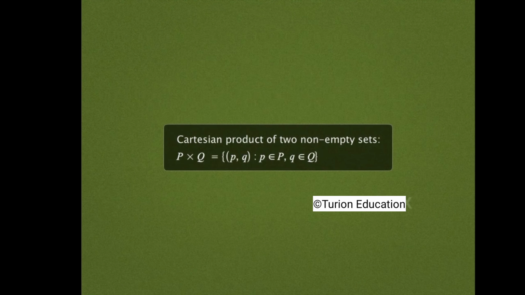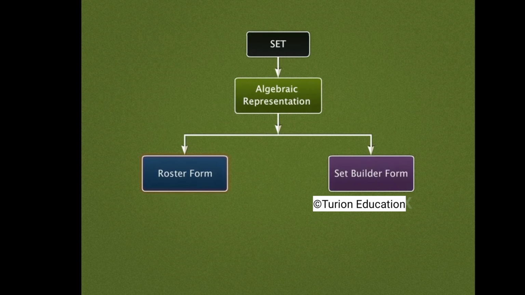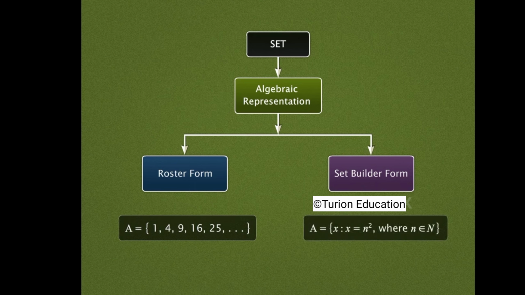We have seen that the Cartesian product of sets is a set whose elements are ordered pairs. Recall that a set can be represented algebraically in roster form or set builder form. For example, the set A of squares of natural numbers can be represented in roster form by listing the squares of natural numbers, and in set builder form by using the definition: x such that x equals n square, where n is a natural number.